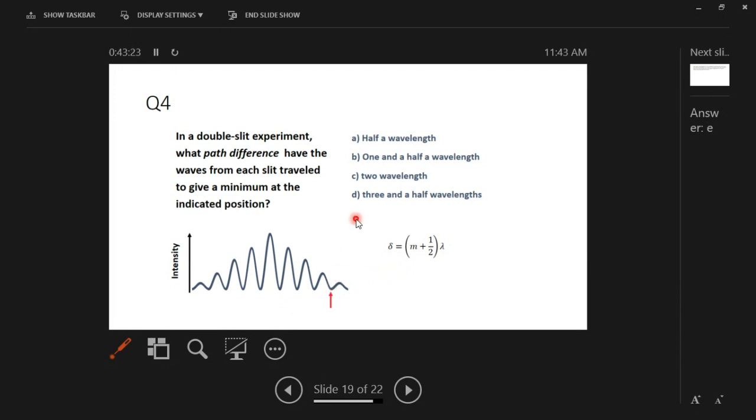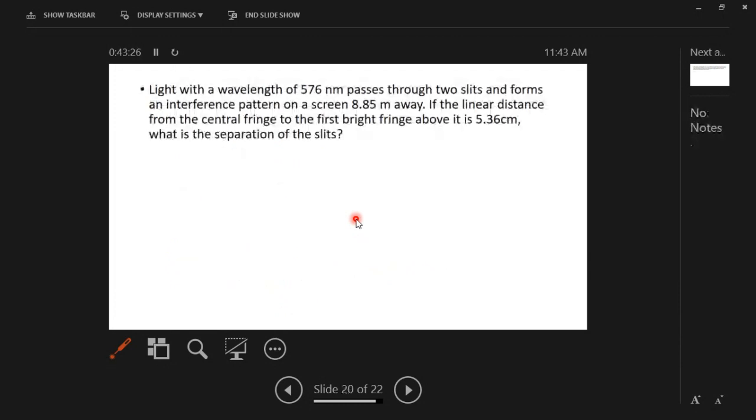Now let's do a couple of numerical examples. I'm running out of time, but let's make sure that we do these two examples. Light with a wavelength of 576 nanometers passes through two slits and forms an interference pattern on a screen 8.85 meters away. If the linear distance from the central fringe to the first bright fringe above it is 5.36 centimeters, what is the separation of the slits?